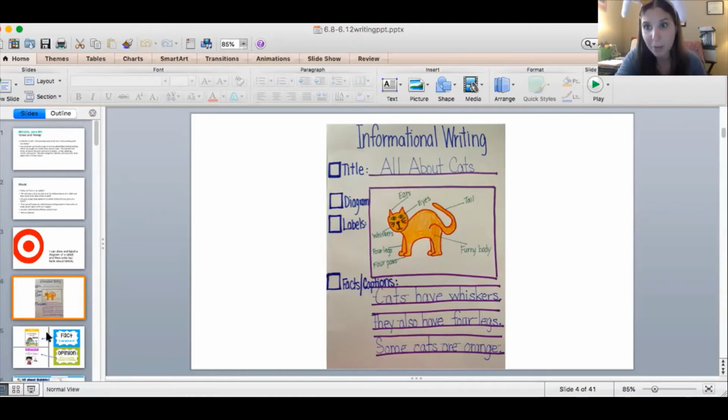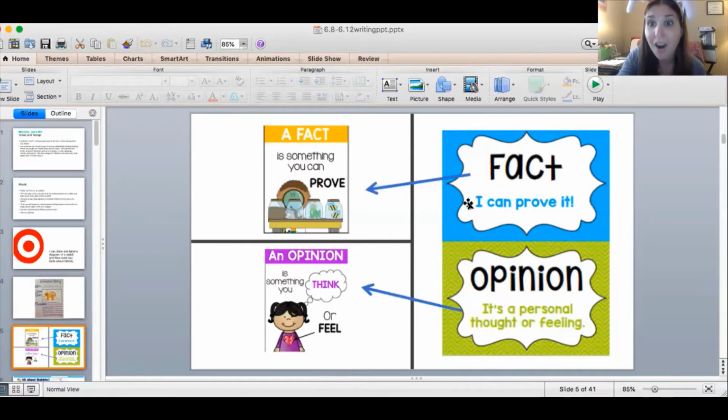Let's talk about facts. Facts are things that we can prove. They are different than opinions. An opinion can be different from person to person. An opinion, remember, is just how we think or we feel about different topics. But facts, it's the same thing over and over. It is something that you can prove. So that's what we're going to focus on with our informational writing pieces.